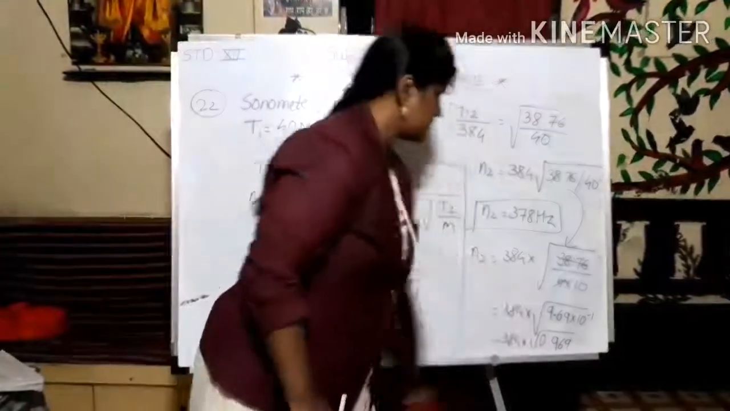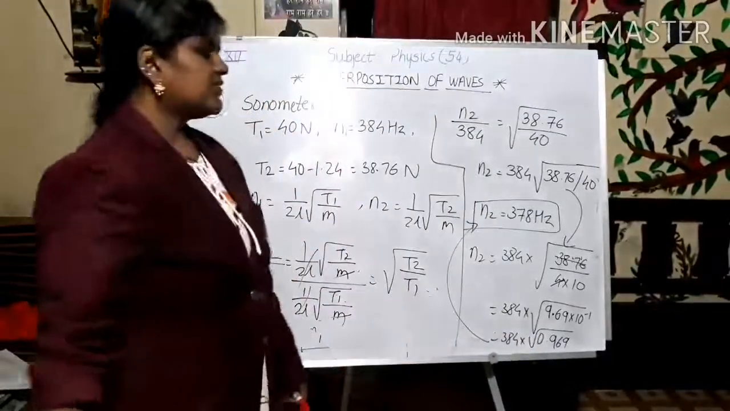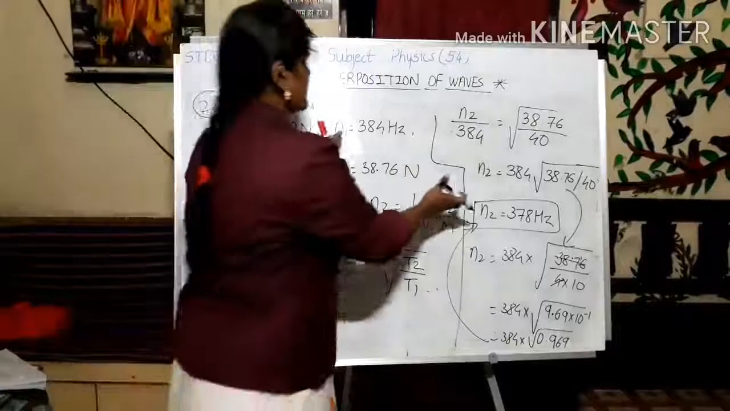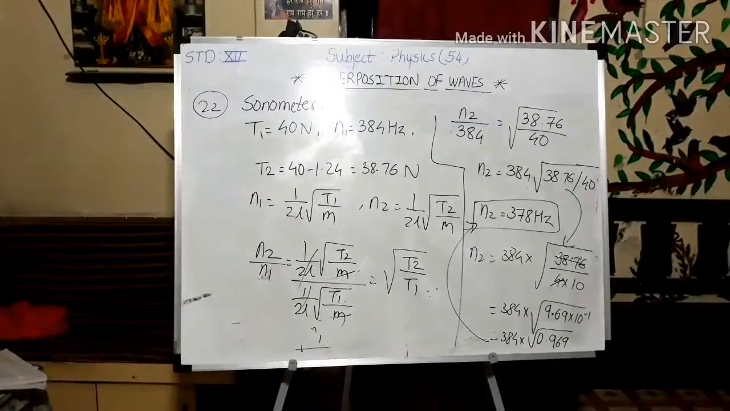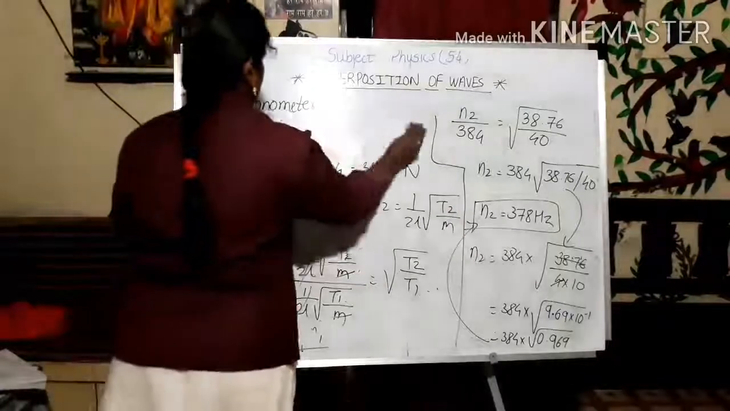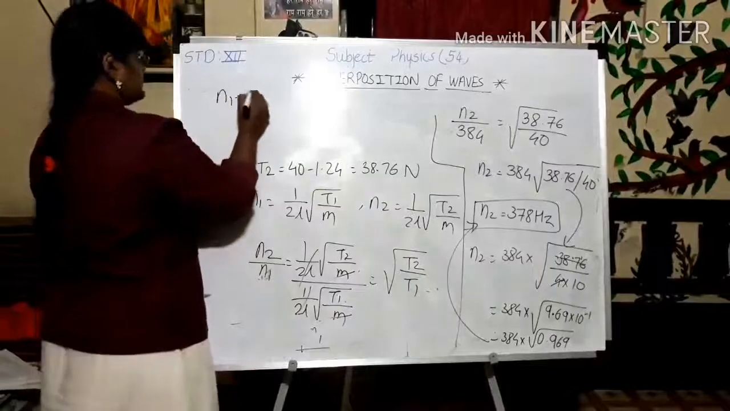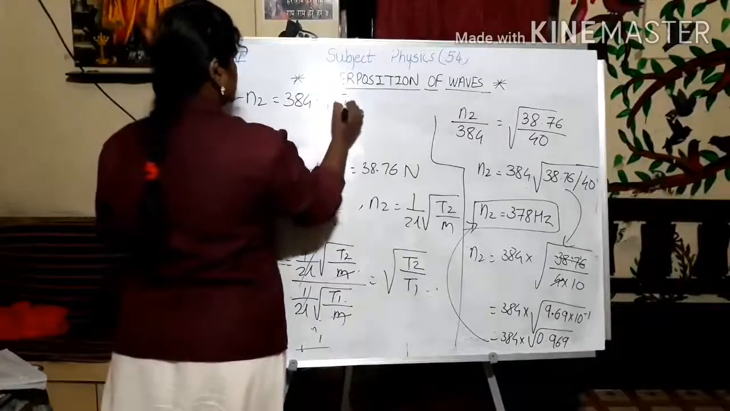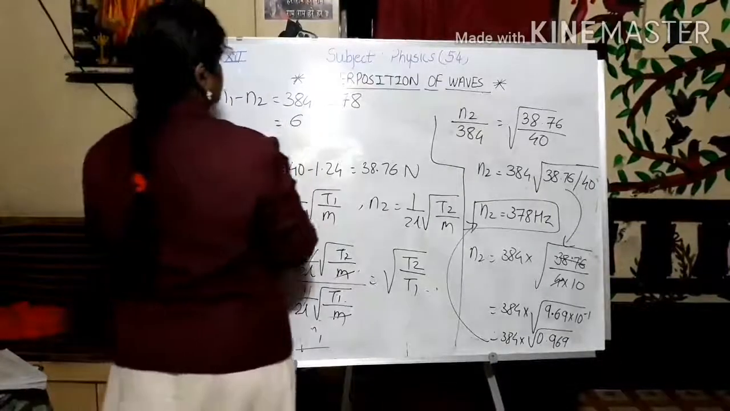So this is the way by which, by taking all these things, we got the value as 378 Hertz. So we got the value 0.2. Now we'll see how much is the difference between both of them, that is N1 and N2. So we are going to subtract. After subtracting N1 minus N2, N1 is 384, right? 384 minus 378. How much did we get? 6.